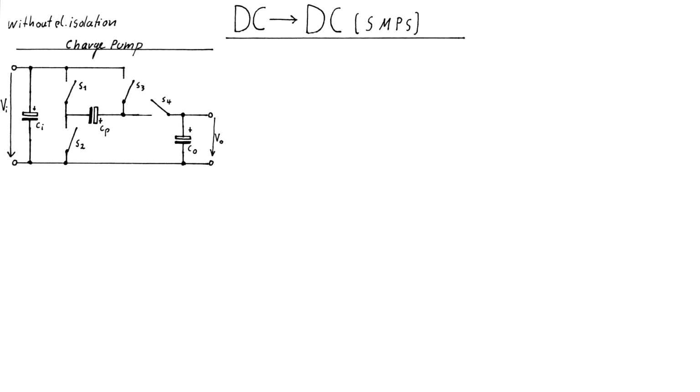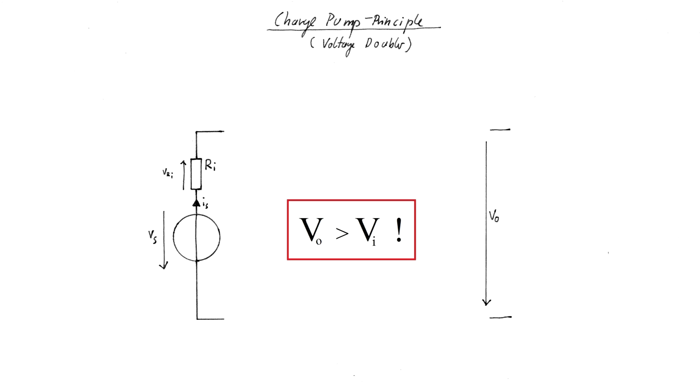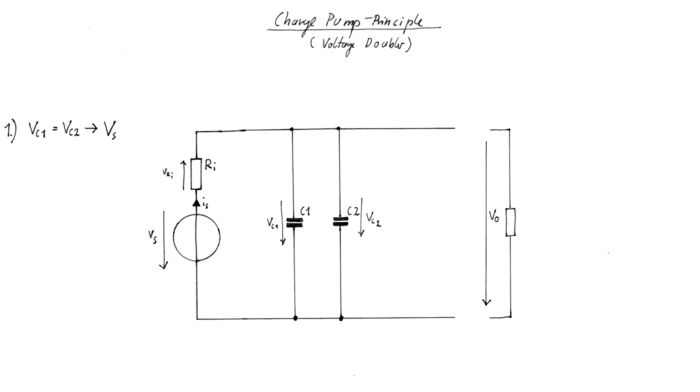The charge pump, sometimes called switched capacitor voltage converter or similar, is based on a very simple idea. Let's say you have a real voltage source with a supply voltage Vs and the internal resistance Ri. You now want to obtain an output voltage Vo which is bigger than Vi and which could theoretically be applied to a load RL. Now, how could you do that with just capacitors and switches? Well, imagine you just connect two capacitors in parallel to the real voltage source and you wait until the two capacitors are charged to a certain voltage Vc1 and Vc2.